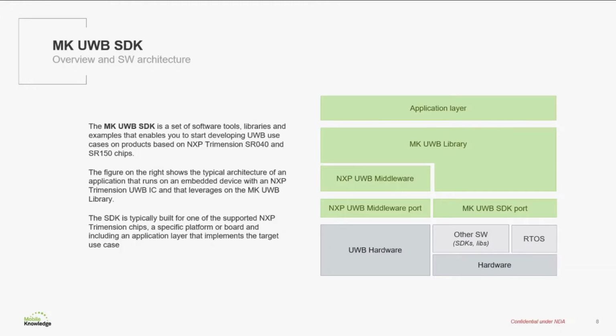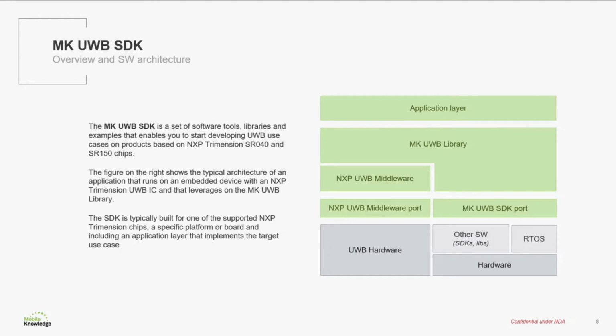Below that, the MK UWB library is responsible for enabling access to UWB functionality. It provides a high-level API to common UWB services. The library relies on the NXP UWB middleware, which manages the communication with the UWB chip. Finally, a board-specific layer is needed to connect the application and the UWB library with the underlying hardware.